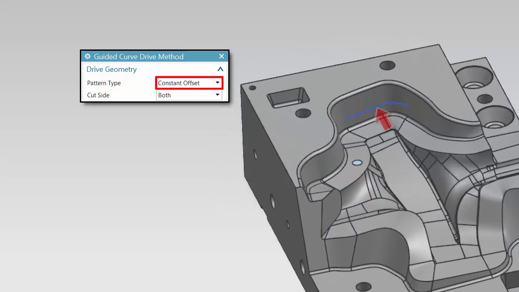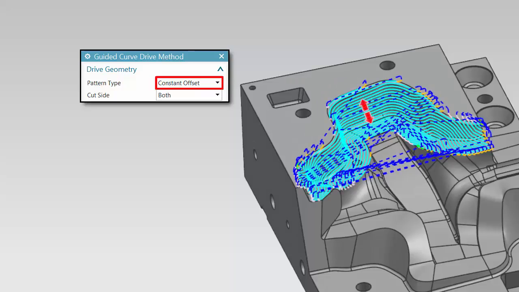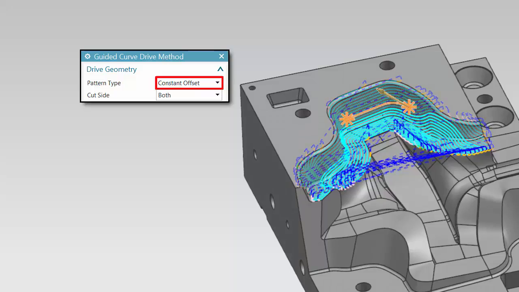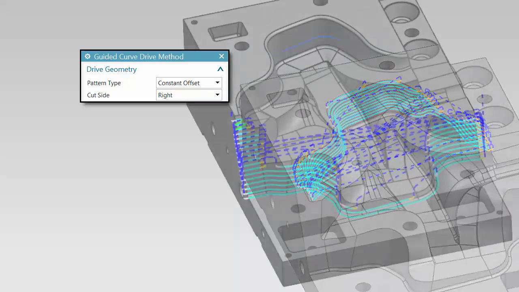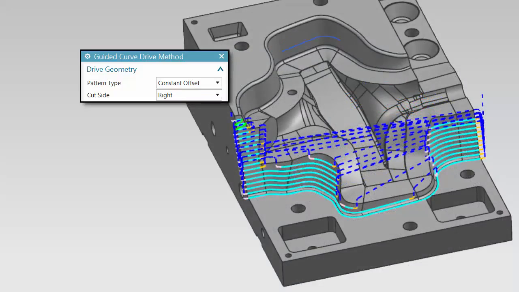You can even select an arbitrary curve that lies on the cut area as the guide curve. In this example, the guide curve is extended to the periphery of the cut area and the pattern is parallel to it on both sides. Coverage can be limited to the left side or the right side. Step-overs follow the periphery of the cut area.